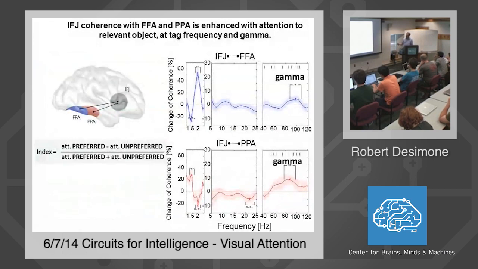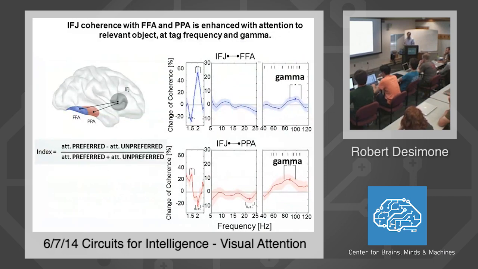And now we're going to look at coherence. Here we're looking at coherence between the IFJ and the face area, and here between the IFJ and the place area. What this shows is that in the face area, you have this bump up in gamma frequency coherence when the subjects attend to faces, and in the place area, you get the bump up when the subjects are attending to places.